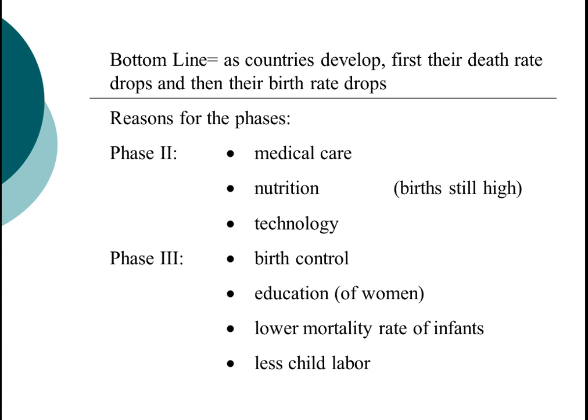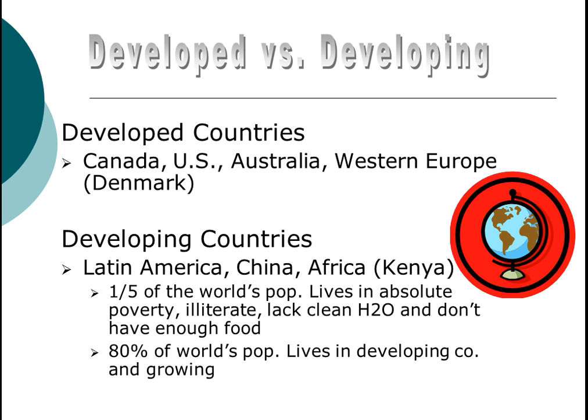First, the death rate falls, then the birth rate. The reasons why the death rate drops in phase 2: medical care, nutrition, technology. Then, later on, the births drop: birth control, education of women, lower mortality rate for infants, and less child labor. So we don't need as many kids, and we have the choice of whether we want to have kids or not in phase 3.